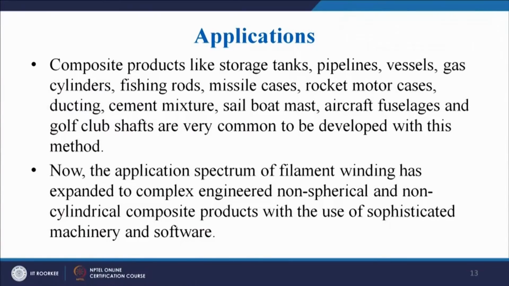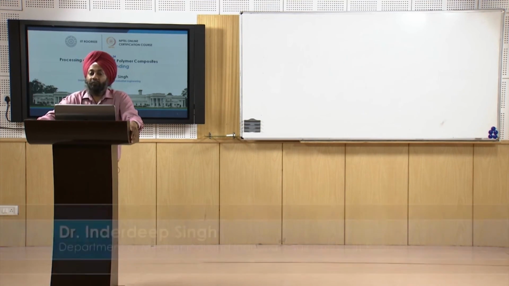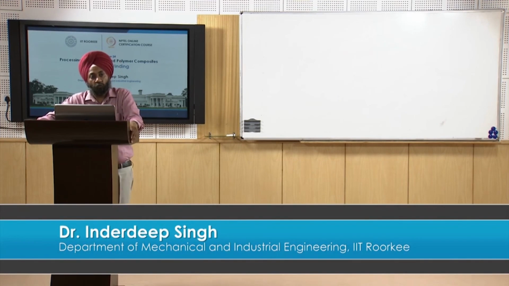Finally, coming to the applications, composite products like storage tanks, pipelines, vessels, gas cylinders, fishing rods, missile cases, rocket motor cases, ducting, cement mixture, sailboat mast, aircraft fuselages and golf club shafts are very commonly developed with this method. So all of the products mentioned here you can see are axisymmetric in nature and most of them are hollow in nature. Therefore the process of filament winding is most suitable for production of these composite products.